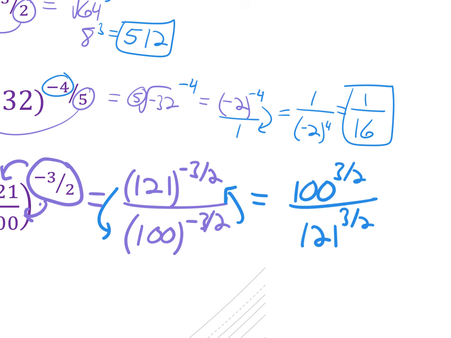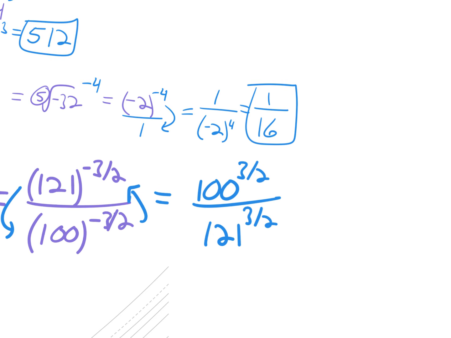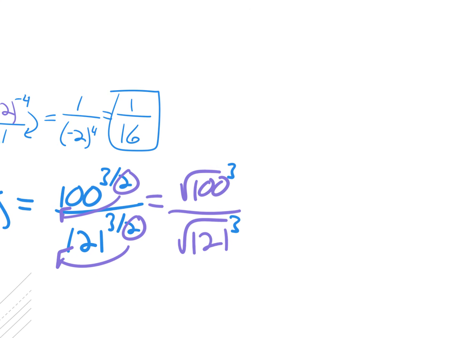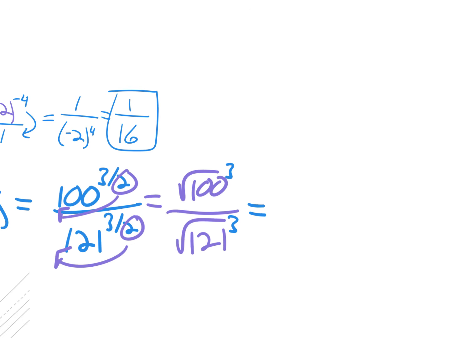You guys can call it. Okay, change it to a radical. So this 2 we can move out front. This 2 we can move out front. This is going to be the square root of 100 over the square root of 121. Both of these are to the 3rd power. What's the square root of 100? 10. To the 3rd power. What's the square root of 121? 11 to the 3rd power.